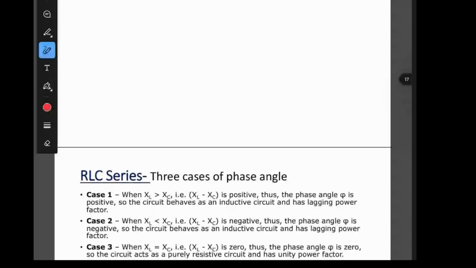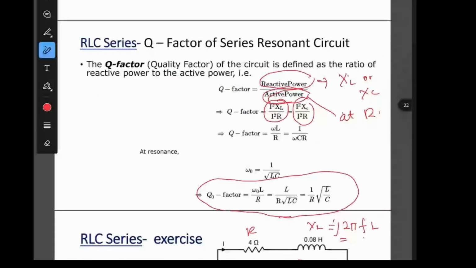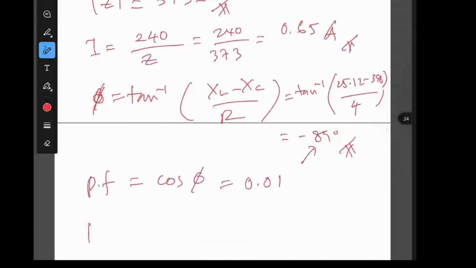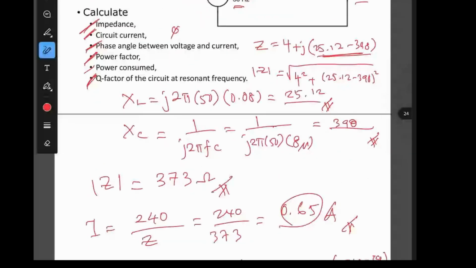Okay, next is power consumed. Just take the formula. Power consumed is equal to VI cos phi. VI cos phi, which is equal to V is 240, I is 0.65, cos phi is 0.01. Okay, get this value. Power consumed in watt.